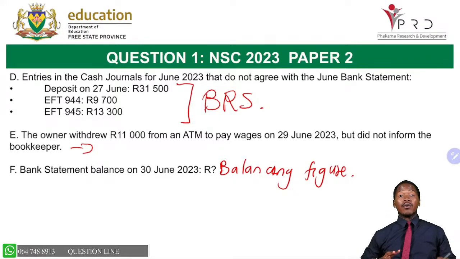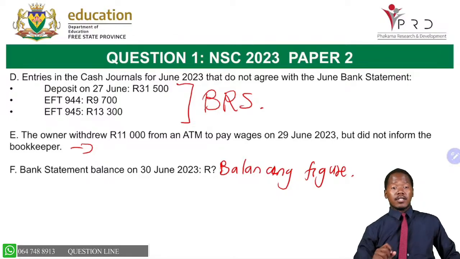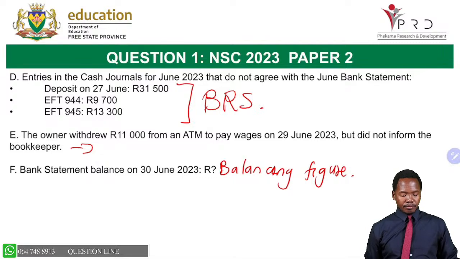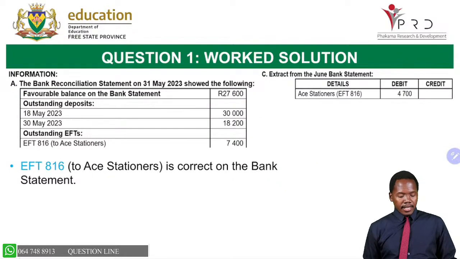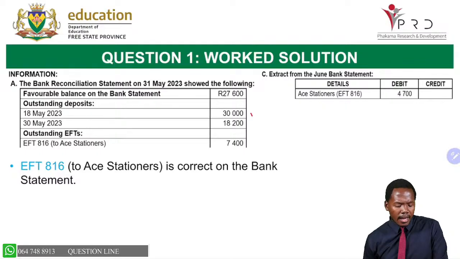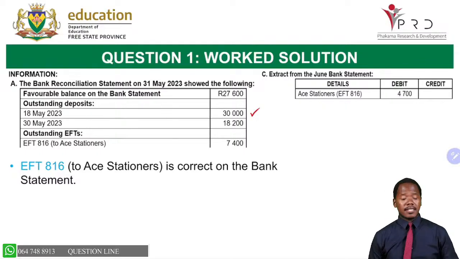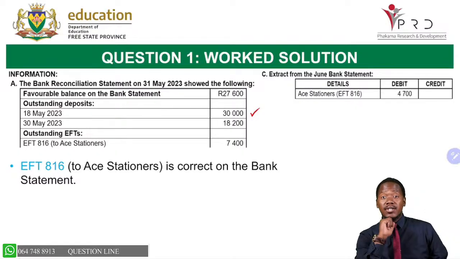Now, we are going to break down each and every item. As we break them down, we are going to talk more about that particular item. Now, let us look at our first information. If you check here, you are given the previous month's bank reconciliation statement.